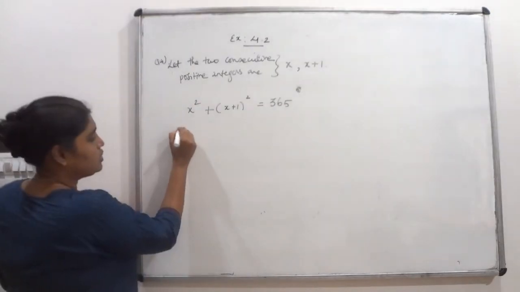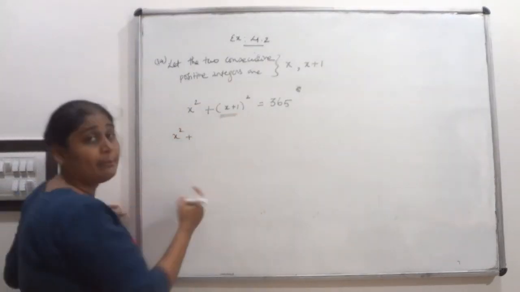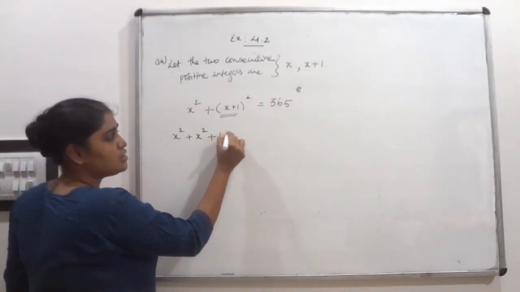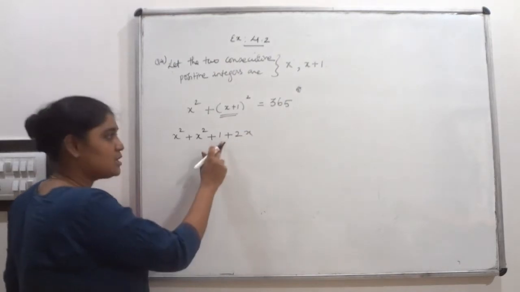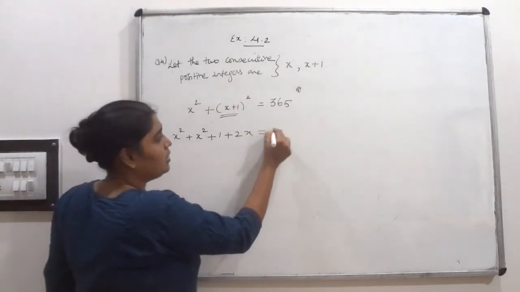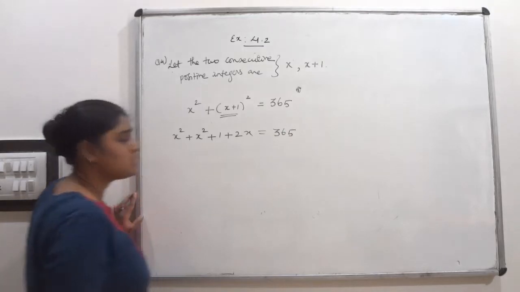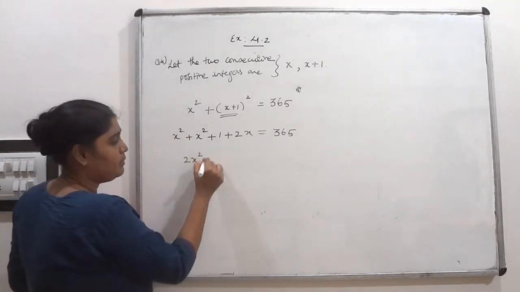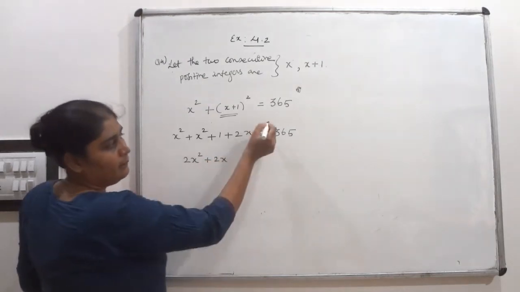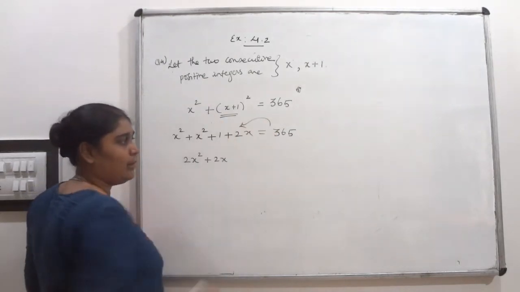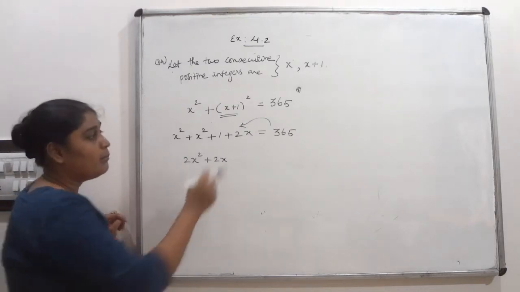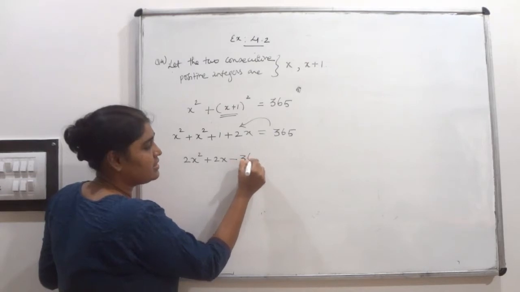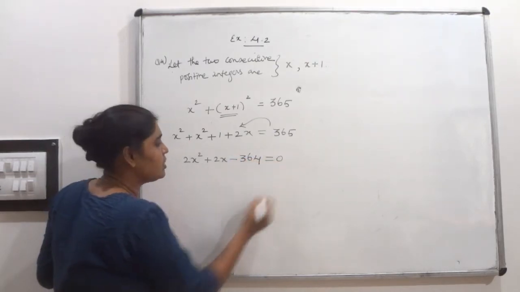Okay. Now x plus 1 the whole square is in the form of a plus b the whole square. You know that it is a square plus b square plus 2ab, that is x square plus 1 plus 2x equal to 365. Yes. x square plus x square, that is 2x square plus 2x plus 1, and 365 comes this side, minus 365. Minus 365 plus 1 will give you minus 364 equal to 0.